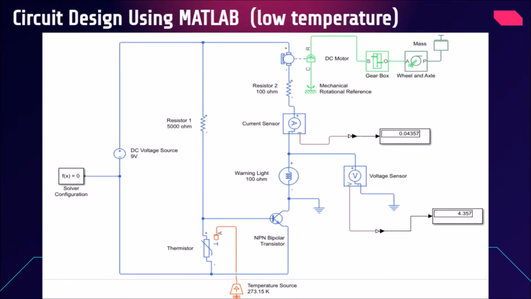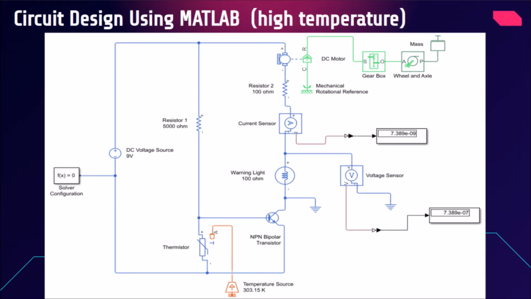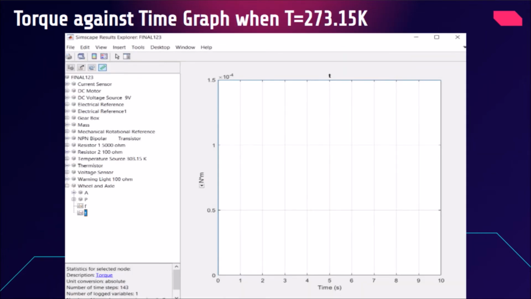Basically, when temperature is low, the resistance of the thermistor will be high and the current will flow through the collector branch, causing the motor and warning light to operate. In the case of high temperature, it is vice versa. We can see that at high temperature, the value for bulb voltage and current flow through it is very low, which can be assumed as zero, and therefore it stops operating.